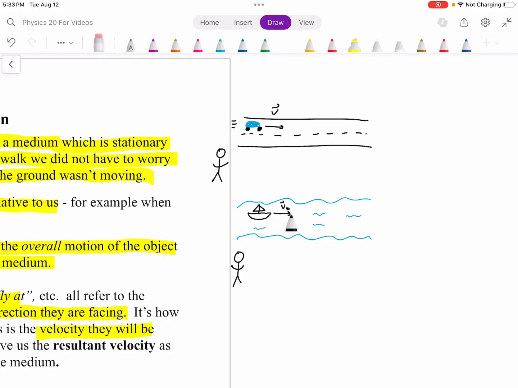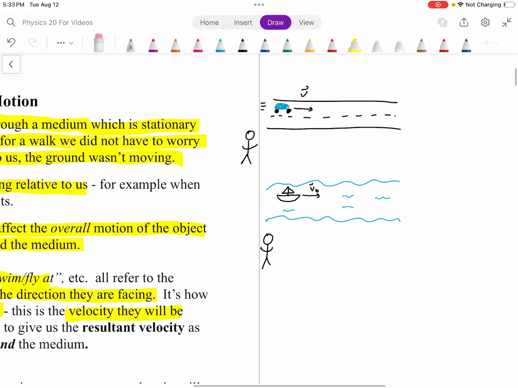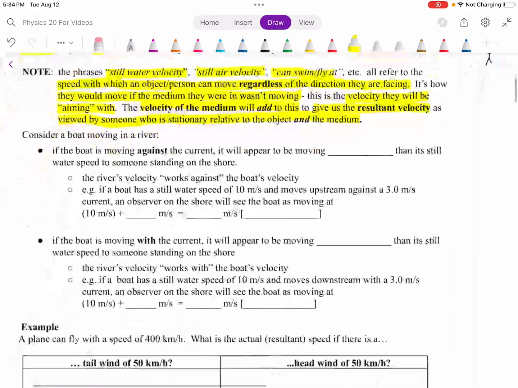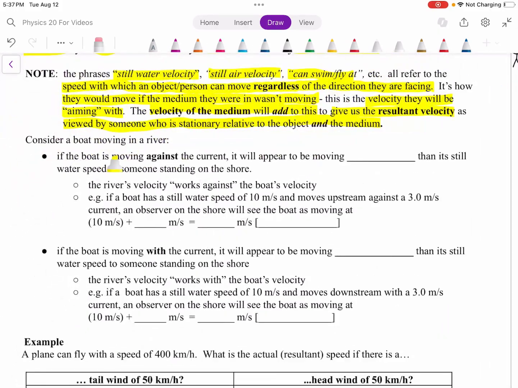It's just that it's not moving through still water, so we're going to have to add that velocity to however fast the water's velocity is to get the overall movement relative to us, okay? So the velocity of the medium will add to this still water velocity or still air velocity, and that will give us the resultant velocity as viewed by someone who is stationary, standing off to the side. So we're going to start out simple and just think about a boat moving in a river here.